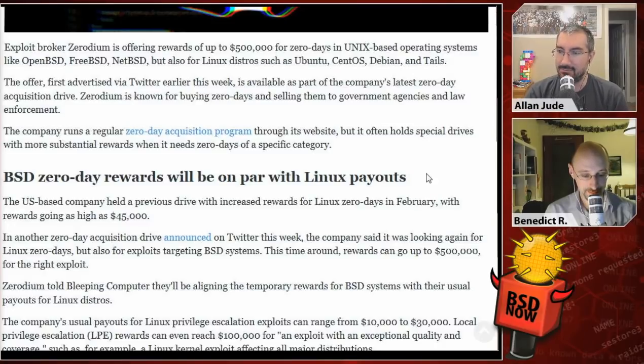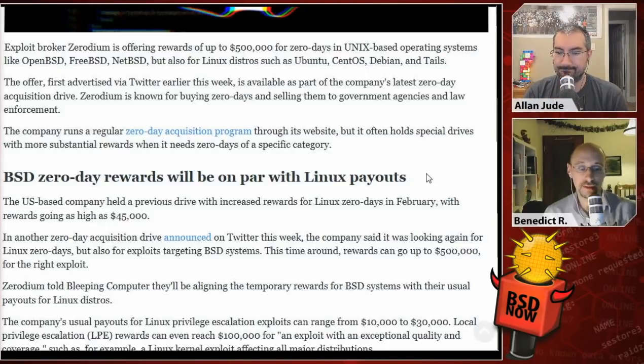And if you find an exploit in one of the BSDs, they're willing to pay up to $500,000 for it. If you're a good person, you probably give it to the security officer of the project instead. But what's interesting about this is just that they're willing to pay that much for a BSD 0-day, and basically that they're putting it on par with a Linux 0-day, whereas before, it was like 1/10 of that. Yeah, not even close.